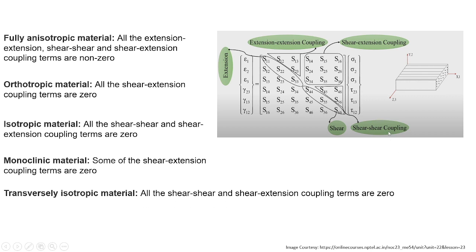That is, the shear coupling and shear extension coupling terms, these two coefficients, are 0. And last is isotropic material, where all the shear extension coupling terms are 0. This is the same as a transversely isotropic material.